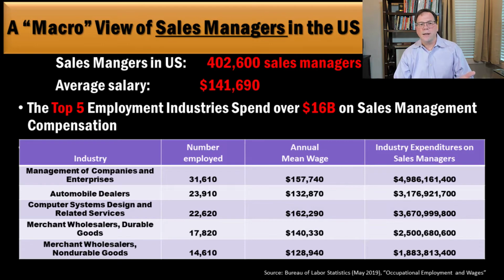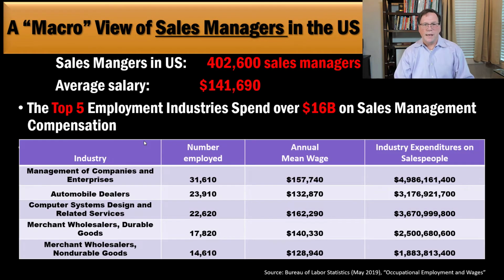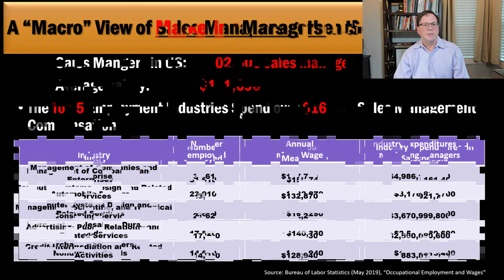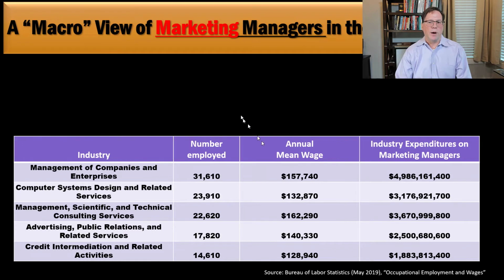So those sales managers in the top five industries spend over $16 billion. So this data that I started with on the front end would add up to about $16 billion for those top five industries that spent, again, just on sales management compensation. An interesting comparison of sales management income is to think about, okay, well, what do marketing managers make? So you can compare this average salary for sales managers to that of marketing managers.